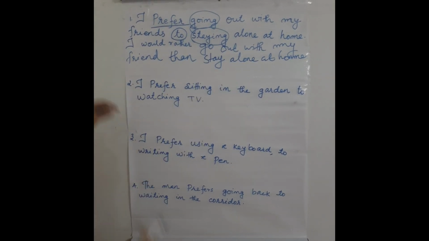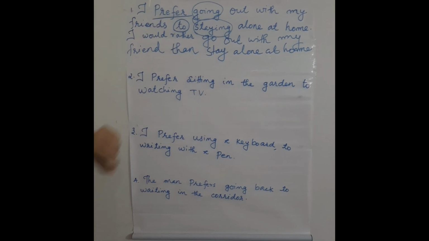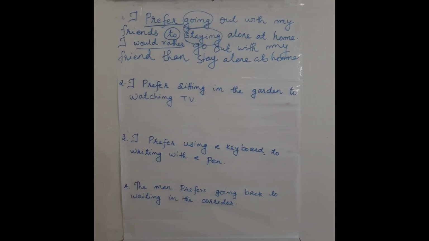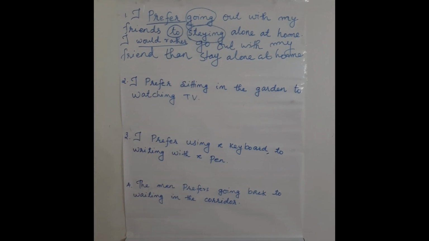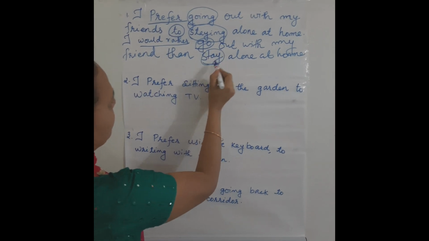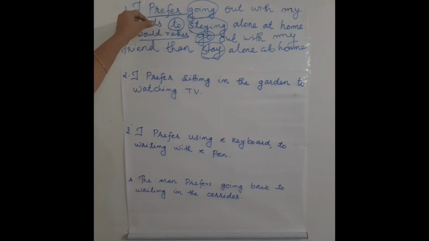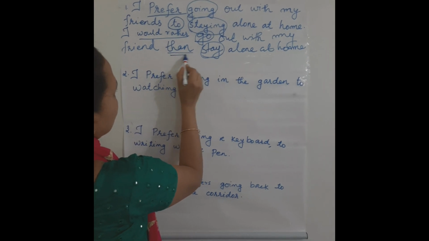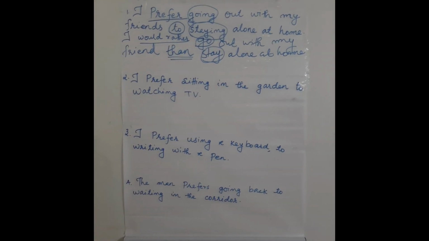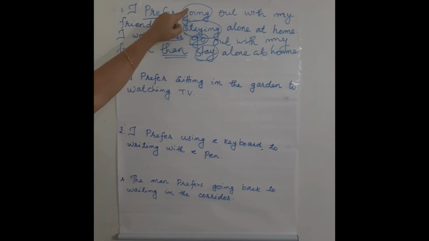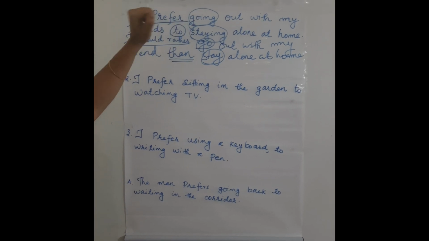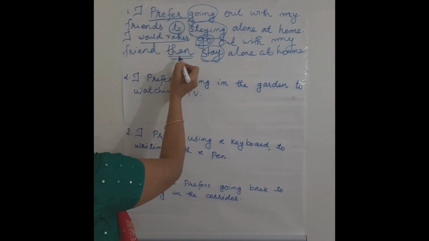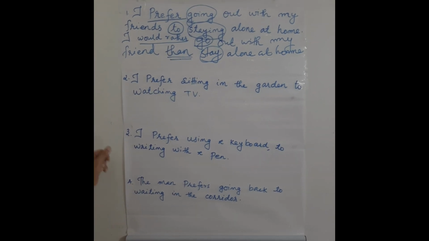So what are the changes when you convert a sentence from this to this? Here is a sentence with prefer. Instead of that prefer, you used would rather. The participle forms of the verbs you converted to their base forms. That's the next change. And instead of this to, which is a term for comparison, you have used than. It's very simple. Instead of prefer, you use would rather. Then the ing forms of the verbs, the participle forms, you just convert to their base forms. And instead of to, you use than. Shall we go to the next example?